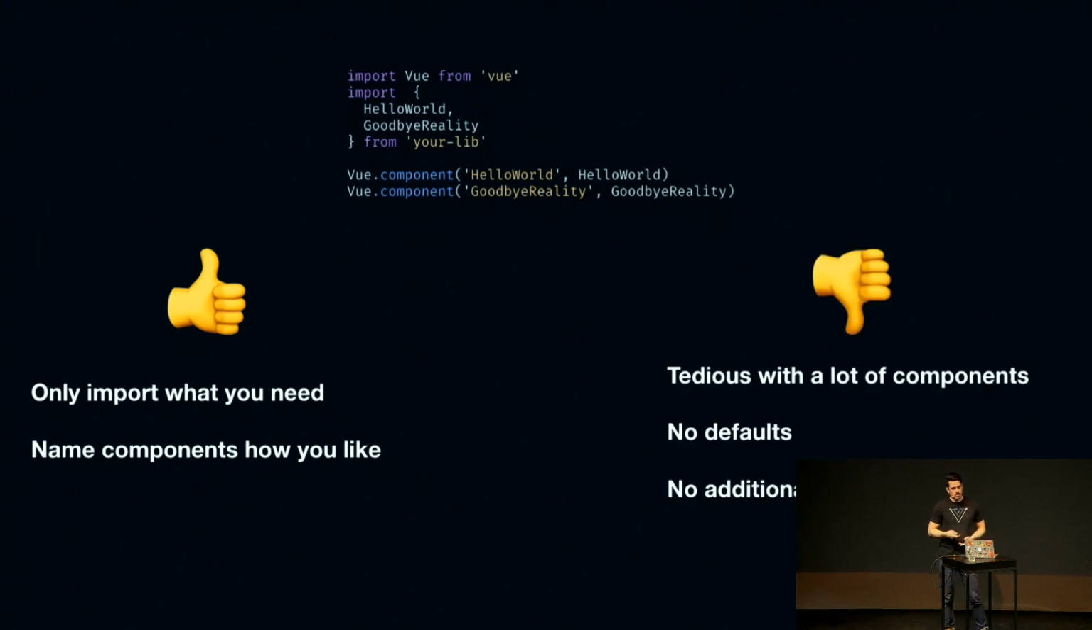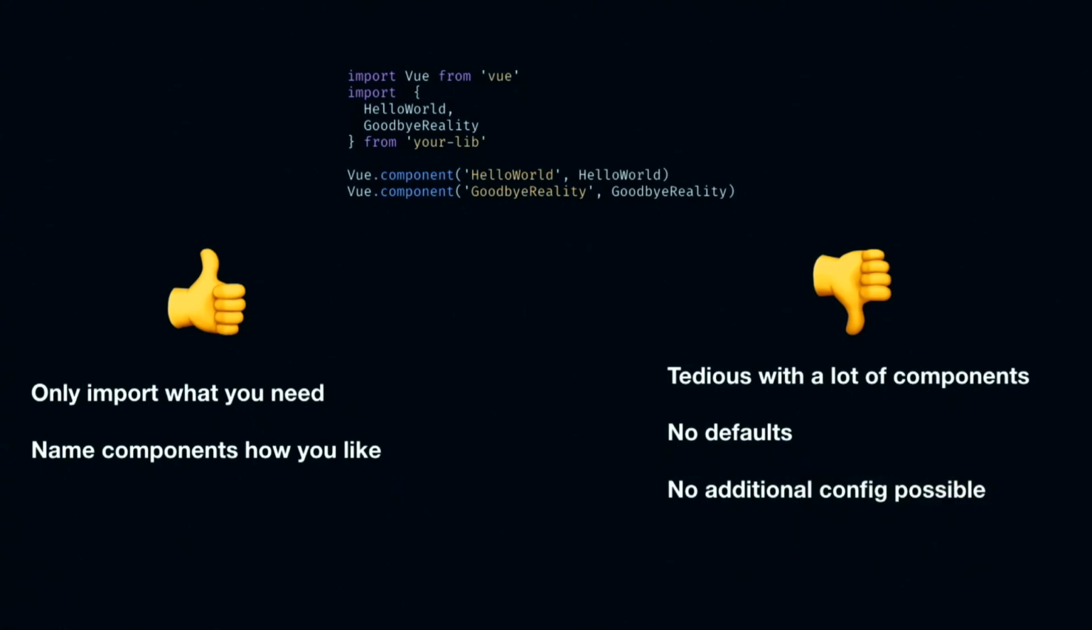The bad thing is, well, it's tedious with a lot of components. You don't really have a default name, so everybody has to think of something. And if the same library is used in different places, you don't really see, I know that component, I know that library, right? Also, there's no easy or standardized way to provide additional configuration. So that's where Vue plugins come in, right?